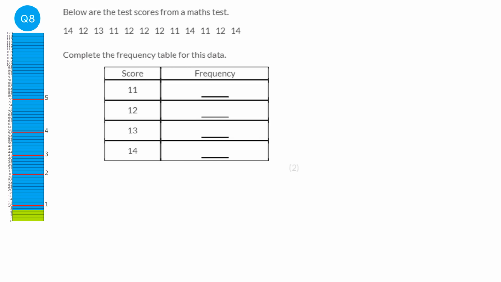Frequency just means how many. So when it says the frequency for a score of 11, it just means how many 11s are there. So I'm going to cross these out as I go. So 1, 2, 3. So 3 11s. Then for 12 there are 1, 2, 3, 4, 5. For 13s there are 1, and for 14, 0, 1, 2, 3.